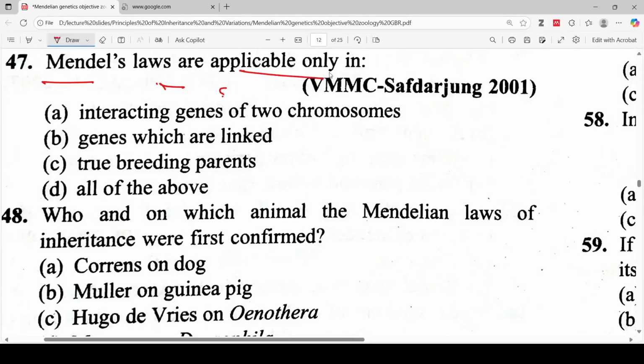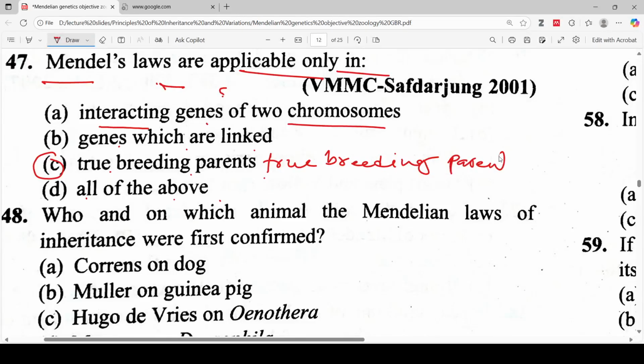Mendel's law are applicable only in interacting genes of two chromosome, genes which are linked, true breeding parents, or all of the above. So the correct answer will be option C, true breeding parents. Next question.